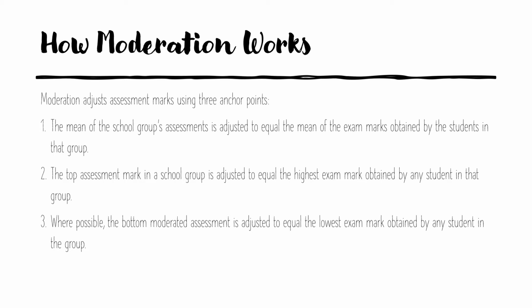And the second anchor point is that the top assessment mark in a school group is adjusted to equal the highest exam mark obtained by any student in that group. And where possible, the bottom moderated assessment mark is adjusted to equal the lowest exam mark obtained by any student in that group.